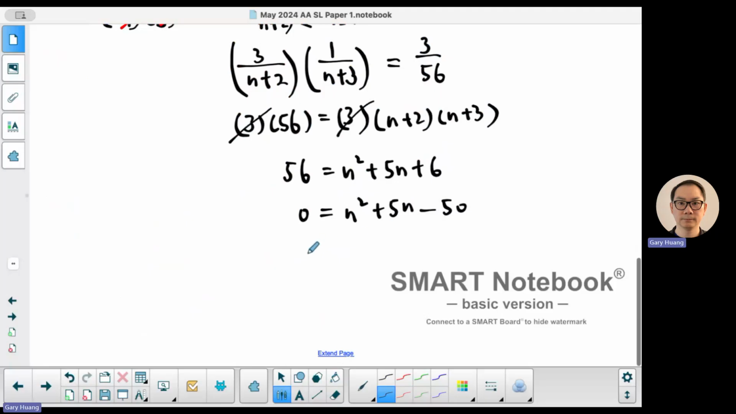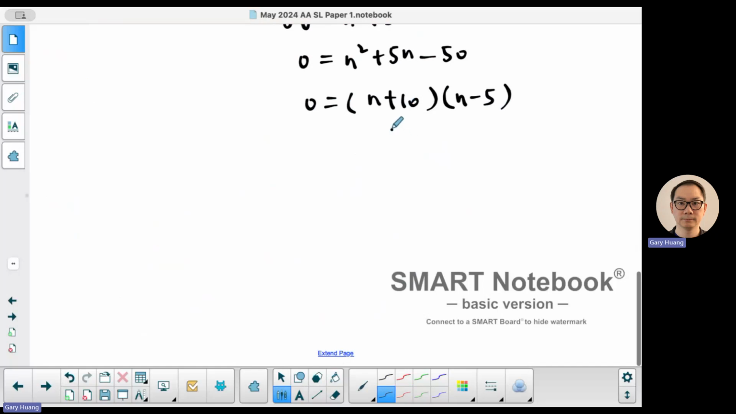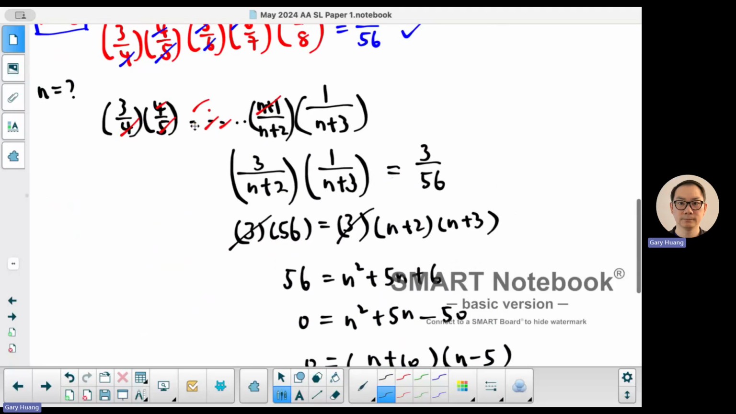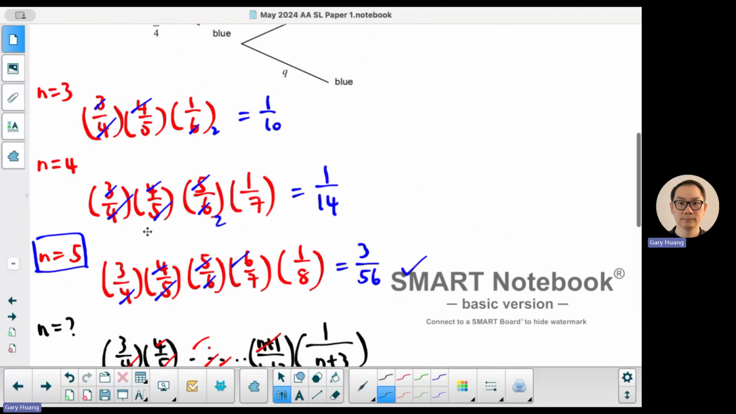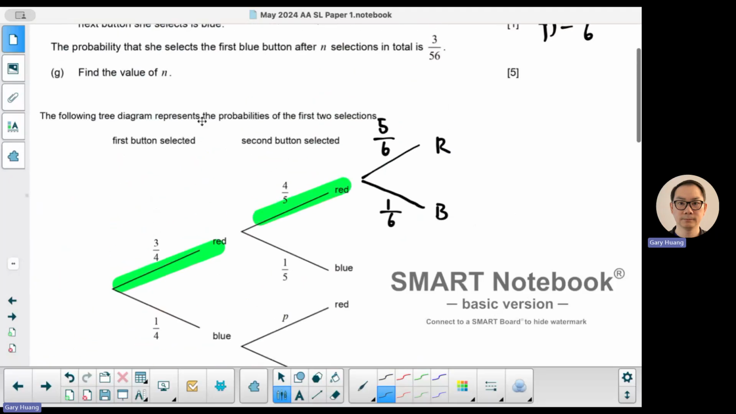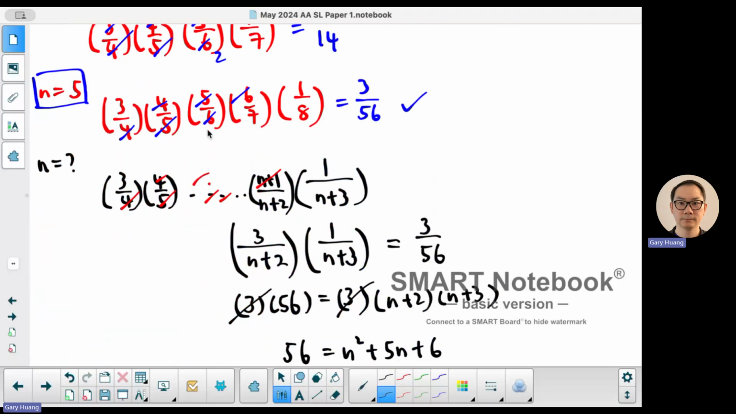What two numbers will work in this scenario? 5 and 10, so n plus 10, n minus 5. Well, n cannot be a negative number, so that's not acceptable. But n can be a positive number, so n is equal to 5. So that's solved using more of an algebra, systematic approach, but that's like trial and error, and the value of n would equal 5.